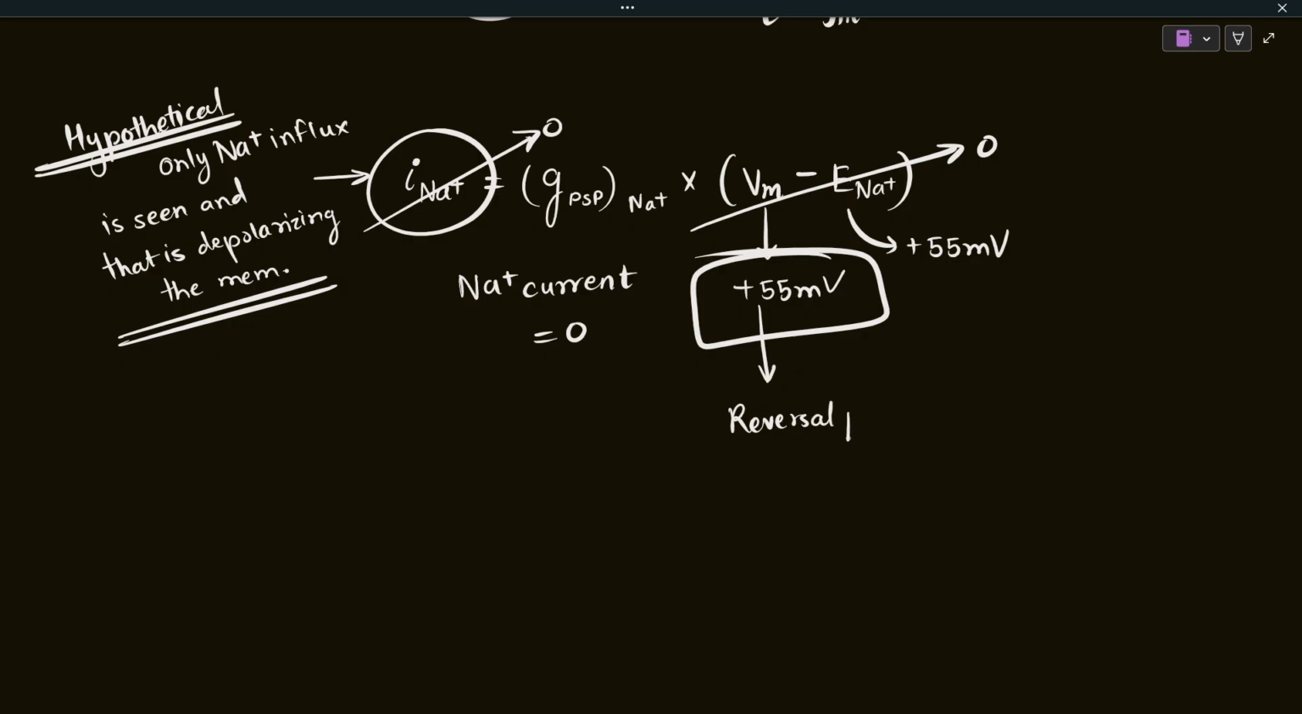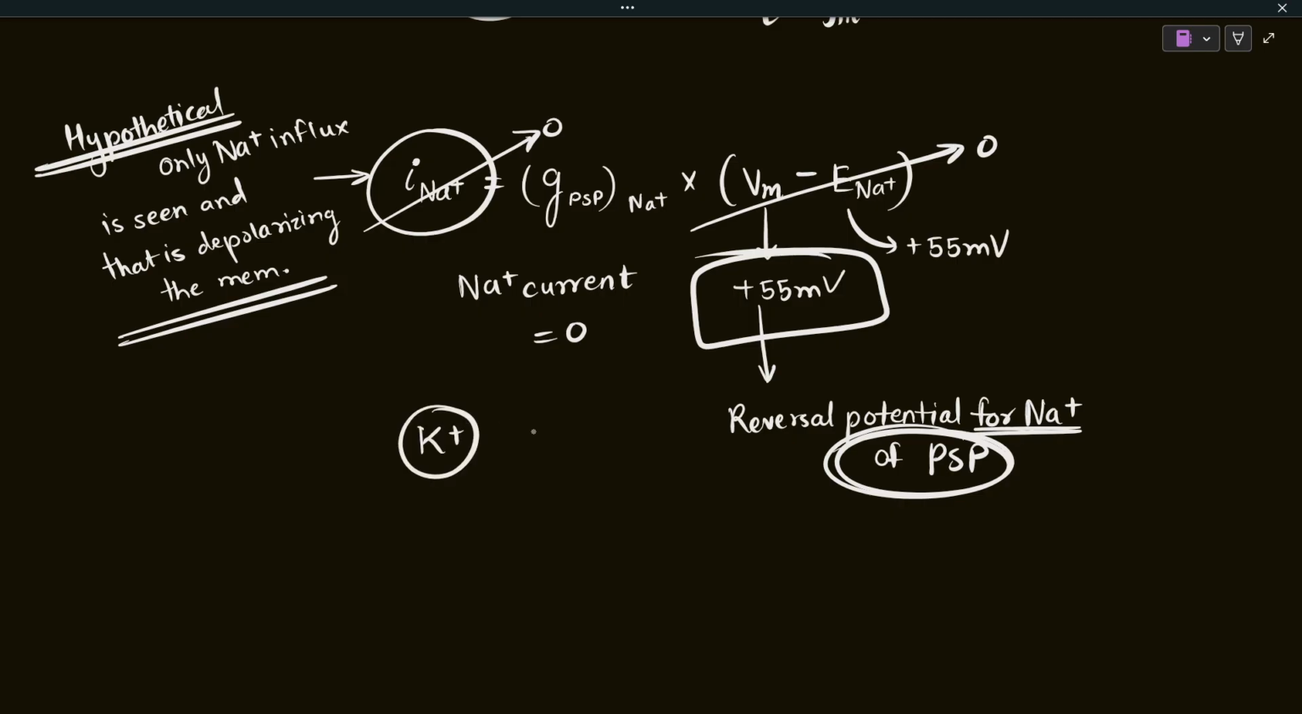Okay, reversal potential. This value, plus 55 millivolts, is the reversal potential of the postsynaptic membrane for sodium ions. But this value will be different for potassium ions. And it will be different again if the ion current is generated by sodium ions plus potassium ions.